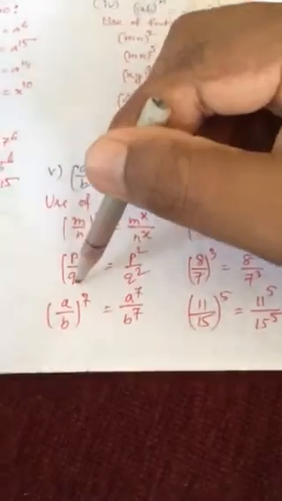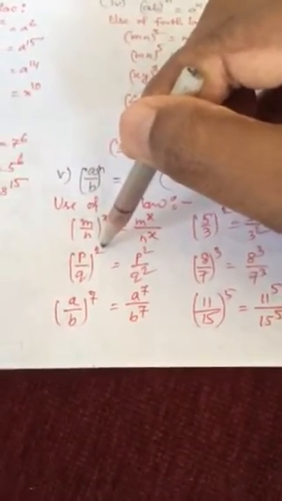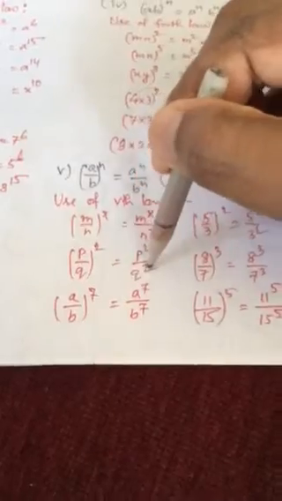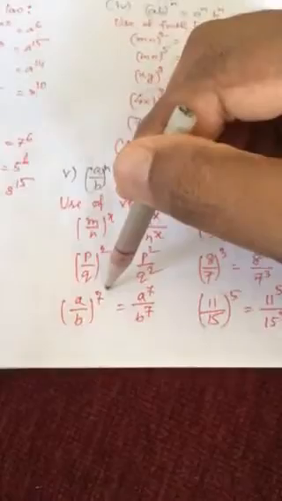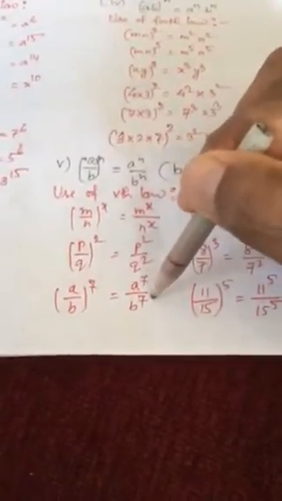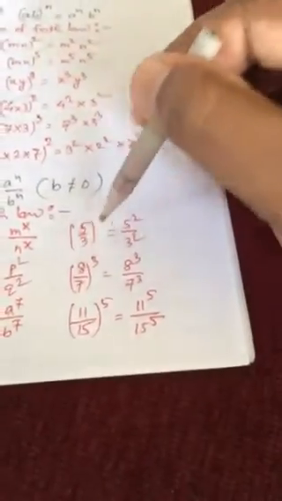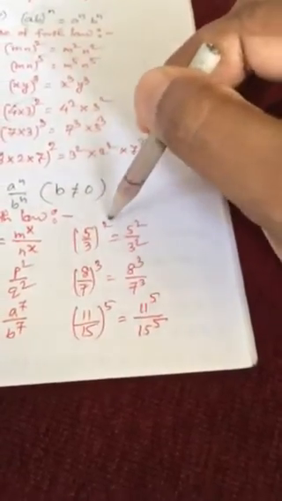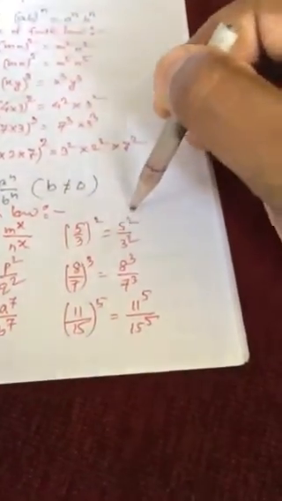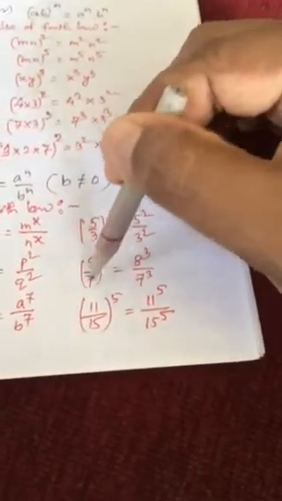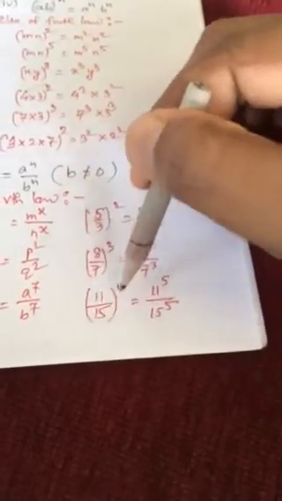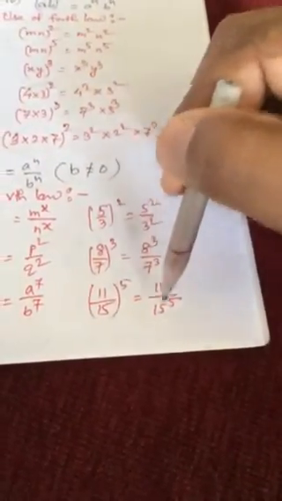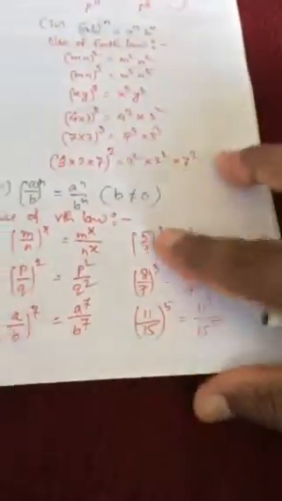Okay, (p by q) whole square equals p square by q square. Try to understand, this can be written in this way. (a by b) to the power 7 can be written a to the power 7 by b to the power 7. (5 by 3) to the power 2, or (5 by 3) square, can be written 5 square by 3 square. (8 by 7) to the power 3 can be written 8 to the power 3 by 7 to the power 3. (11 by 15) to the power 5 equals 11 to the power 5 by 15 to the power 5. Okay, so this is how we use the law of indices.